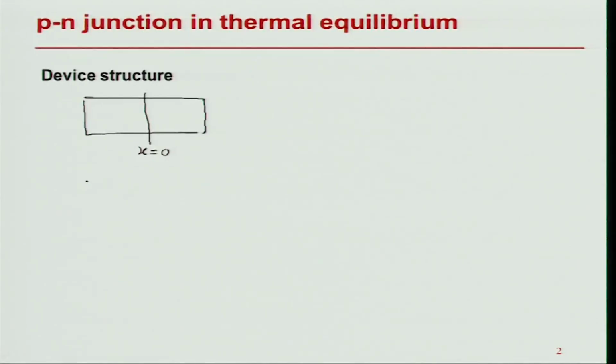So, I know in the p type, if I draw the energy band diagram, the Fermi level is close to the valence band. This is the Fermi level of the p type, and I know in the n type the Fermi level is close to the conduction band.